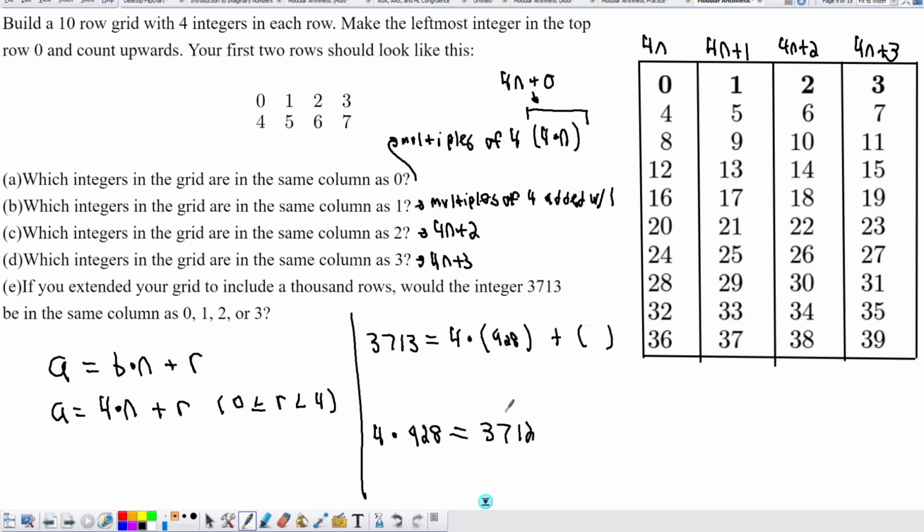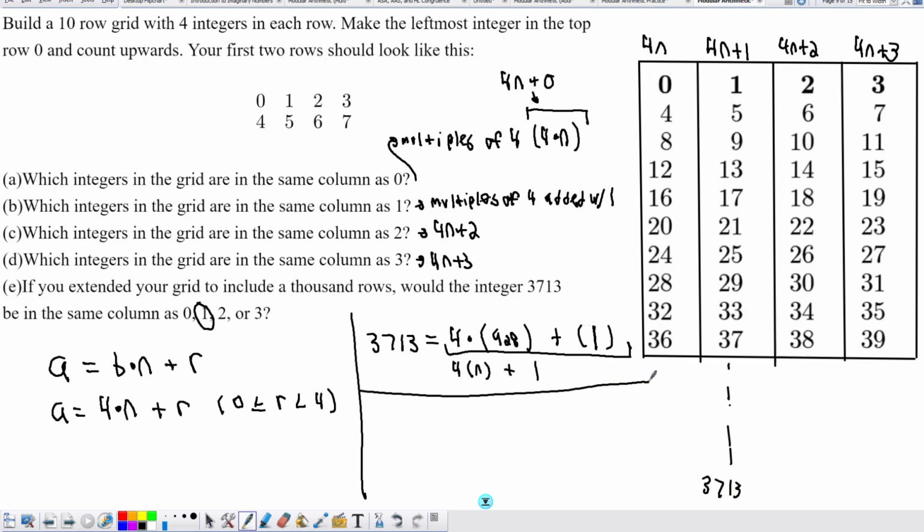So therefore, to get to 3,713, we would simply have to add a 1 to it to complete the result. And now what this tells me is that since we have something in the form of 4 times n plus 1, it's going to belong in the same column as 1. Because it's the same formula, or same expression in this case, where n is 928, and we have this remainder of 1. So somewhere down the list is 3,713.